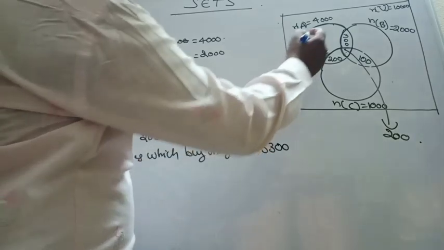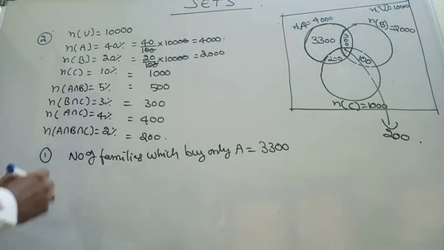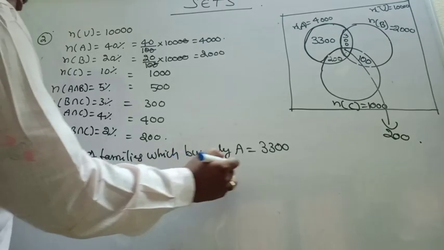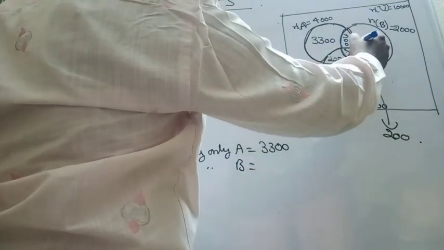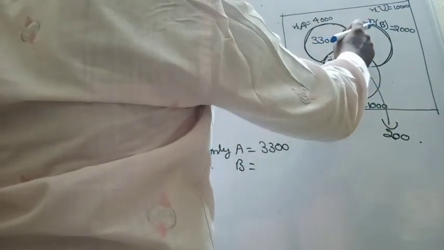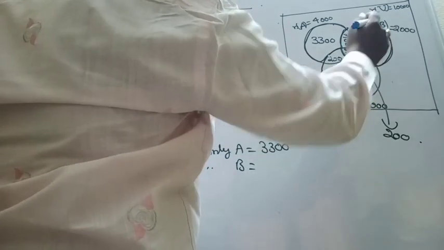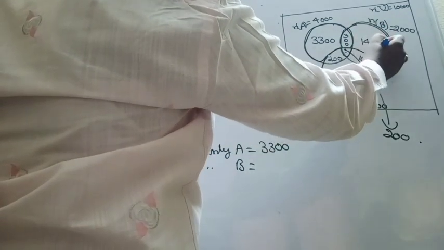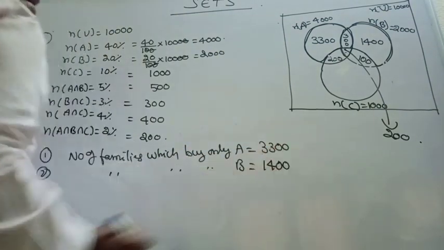Okay, this is what we got: 3300. Next, the second one: the number of families which buy only B. Only B is nothing but, my dear students, this is the part we need to get. This is the part only B. Already 300 plus 200, 500 plus 100, 600. 2000 minus 600 becomes 1400. So only B is 1400.